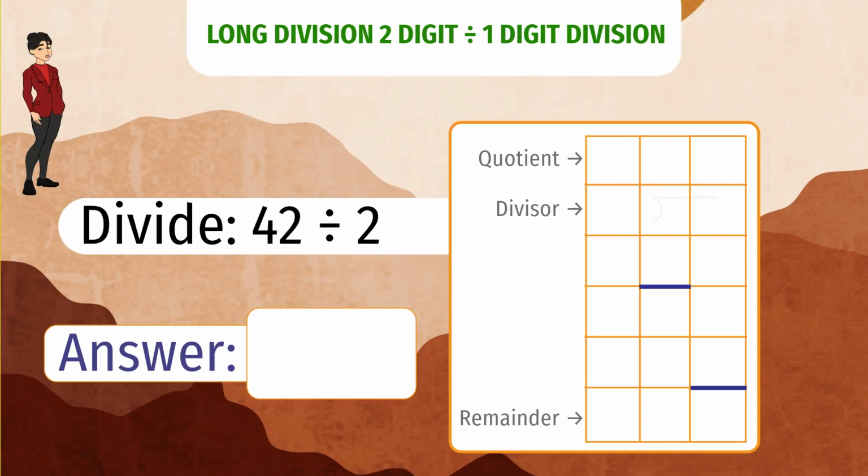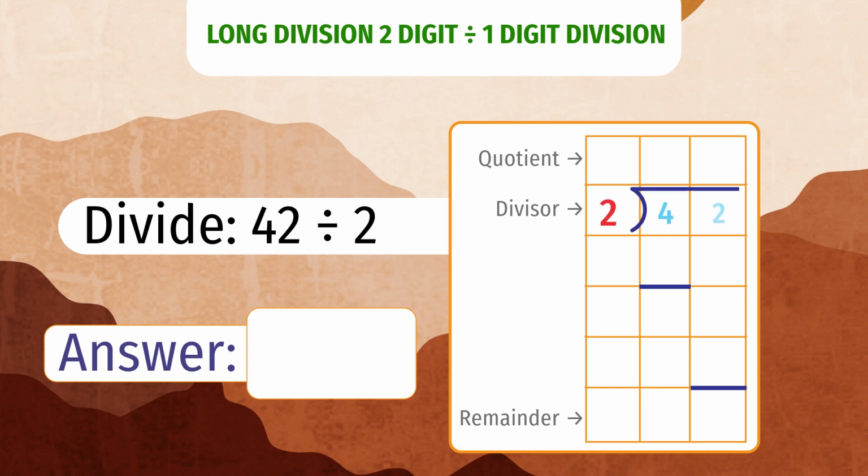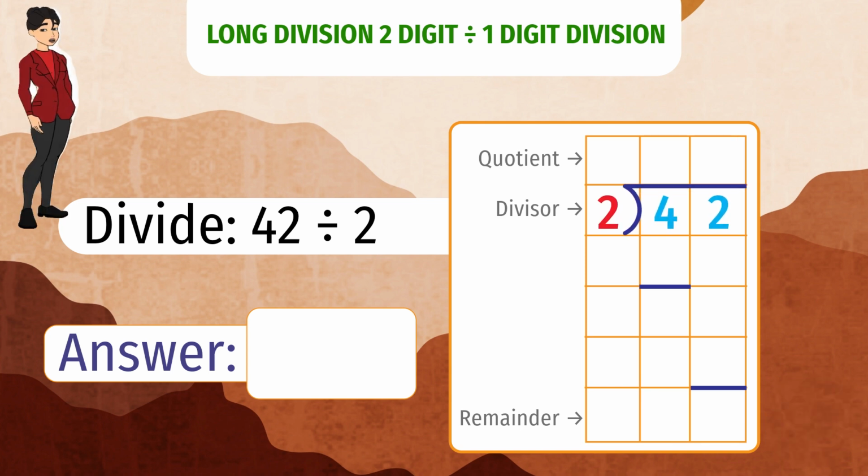Divide 42 by 2 by long division. Write the dividend 42 as shown. Write divisor 2 on the left. When dividing, at first take only one digit of the dividend 42 to divide, starting from the left. Dividing 4 by 2, we get 2. Write 2 in the quotient space above the dividend.